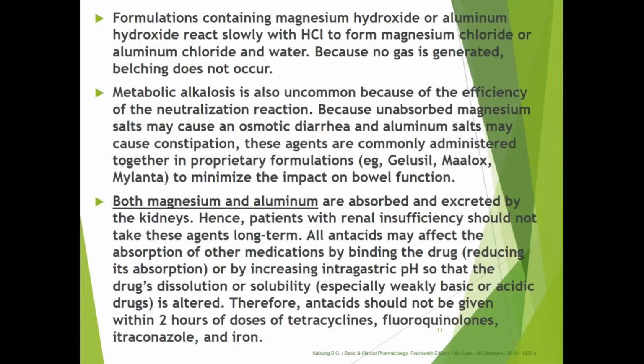What is it? A formulation containing magnesium hydroxide and aluminium hydroxide reacts slowly with HCl to form magnesium chloride, aluminium chloride and water. Because no gas is generated, belching does not occur. Both magnesium and aluminium are absorbed and excreted by the kidneys. Hence, patients with renal insufficiency should not take this agent long-term, because this treatment of the stomach practically kills the kidneys of our patient.